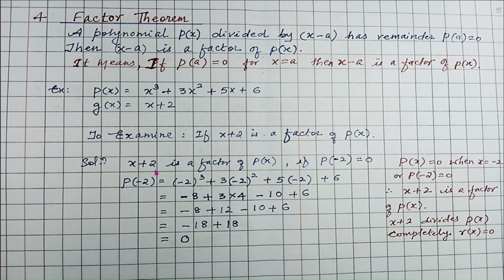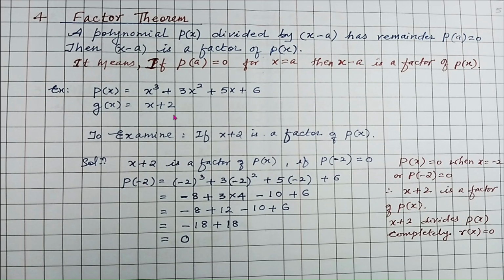Now find out p of minus 2. If you find p of minus 2, put minus 2 wherever x is there. So we get minus 2 cube, plus 3 into minus 2 square, plus 5 into minus 2, plus 6. Simplify it, we get minus 8 plus 3 into 4 minus 10 plus 6, minus 8 plus 12 minus 10 plus 6, that is 0. That means if p of minus 2 becomes 0, then x plus 2 is a factor of this.